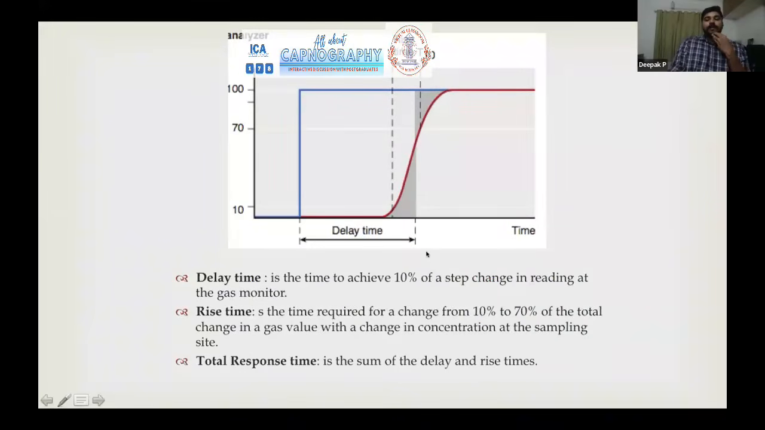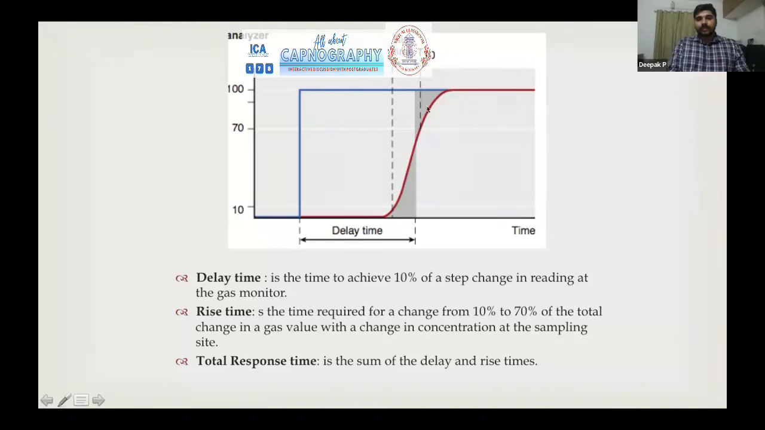This is a graphical tracing of a side stream monitor. Here, the green line shows the starting of ventilation. From the starting of ventilation to the 100% reading, we have a time delay. This time delay is known as delay time. So this graph is given so as to get three different definitions. First is delay time. Delay time is the time taken for this reading to go from baseline to 10% of its final value. Whereas rise time is the time taken for this graph to reach from 10% to 70% of its final value.